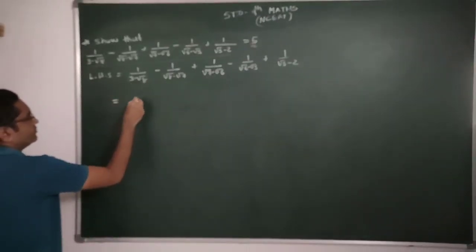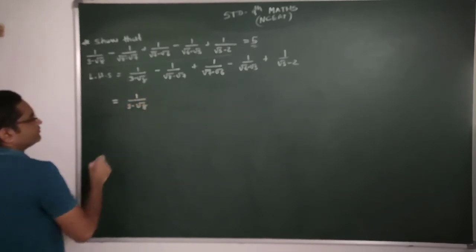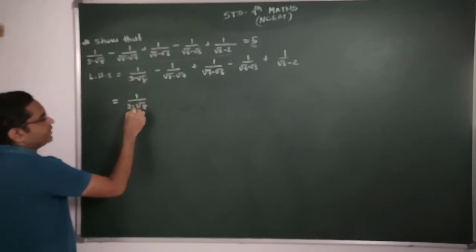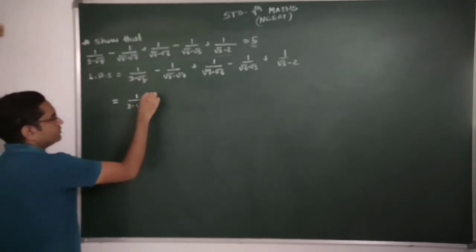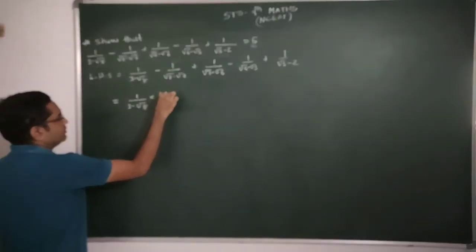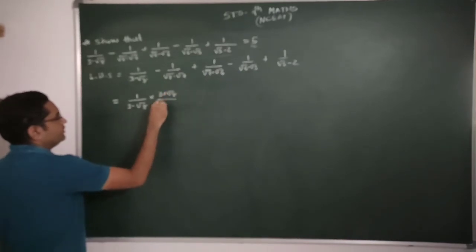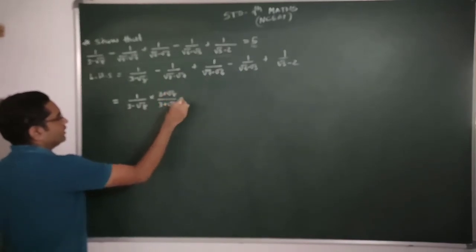Now consider this first term. It's 1 upon 3 minus root 8. So the rationalization factor of this 3 minus root 8 is 3 plus root 8, divided by 3 plus root 8.